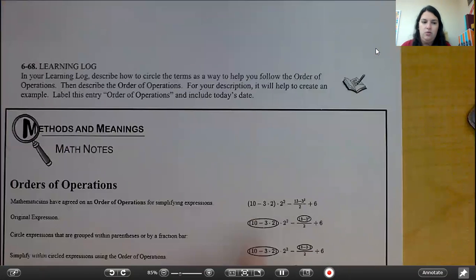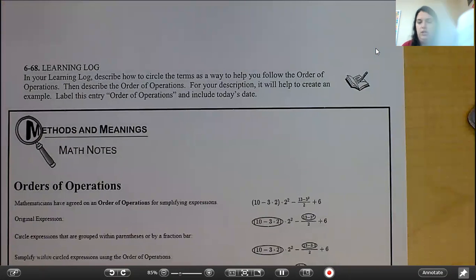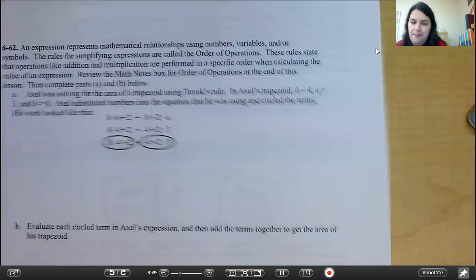Okay, it's the very end. Order of operations is at the bottom. Make sure you read over it. Then when you're ready, come back to A.